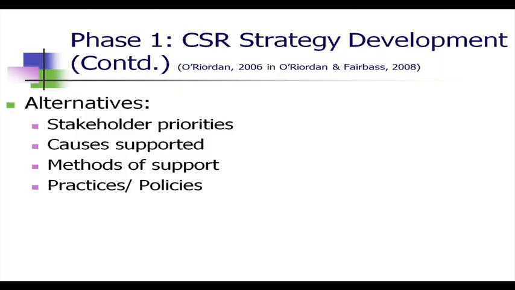Do you want to allocate a certain number of employees only for this purpose? What do you want to do? So methods of supporting, that needs to be decided. Then the practices and the policies: what are you already doing, and what kinds of policies do you want to frame so that it can continue to happen in future? So these different alternatives need to be generated at this stage.